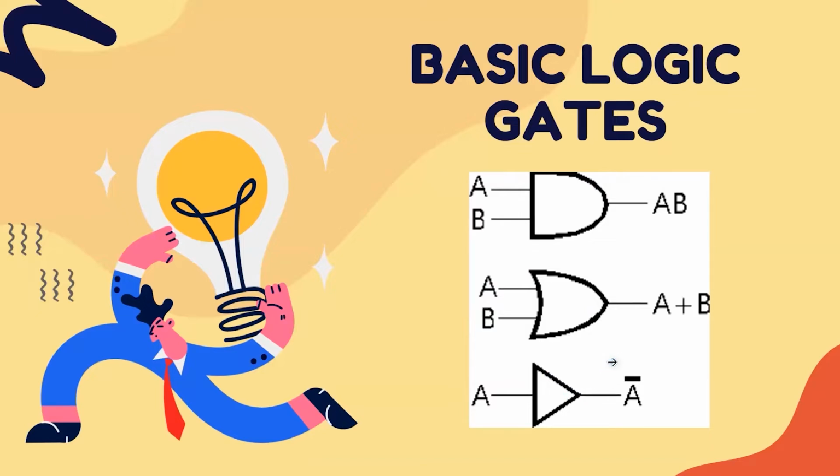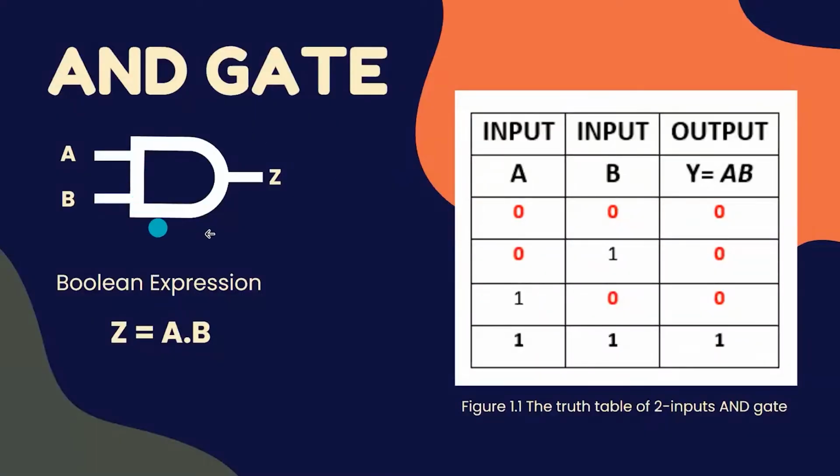So let us start with the AND gate. This is the symbol of the two-input AND gate, where A and B are the inputs and Z is the output. The AND gate represents the multiplication operation, so the output is equal to the product of all the inputs. Here the output is equal to A dot B, the product of A and B.